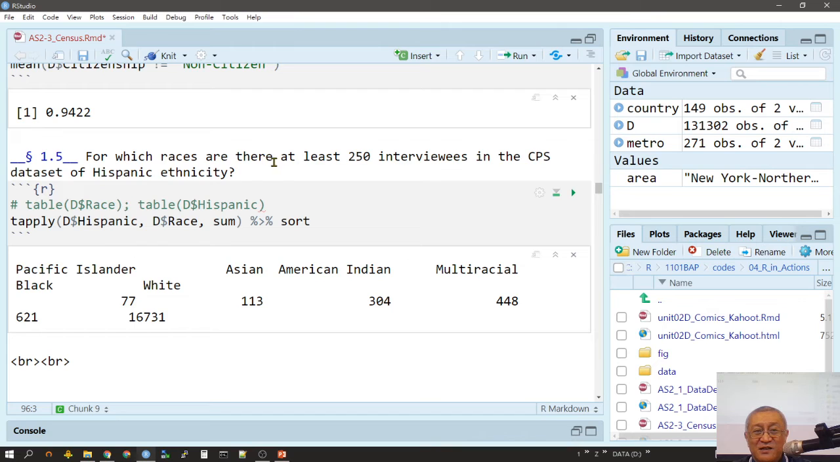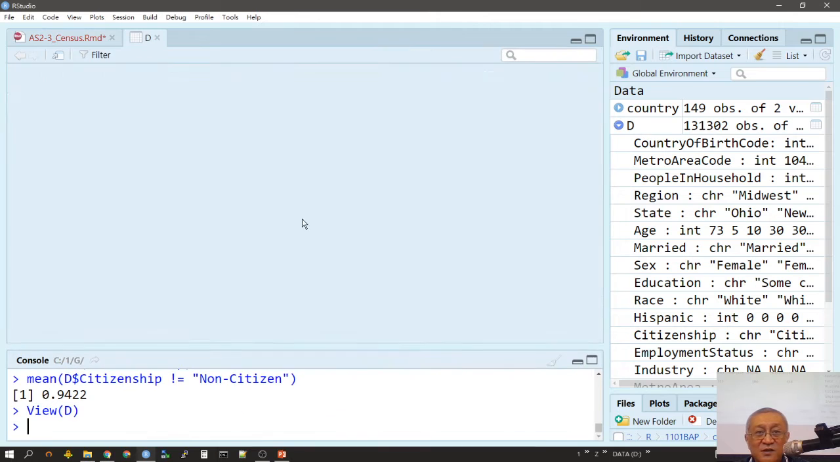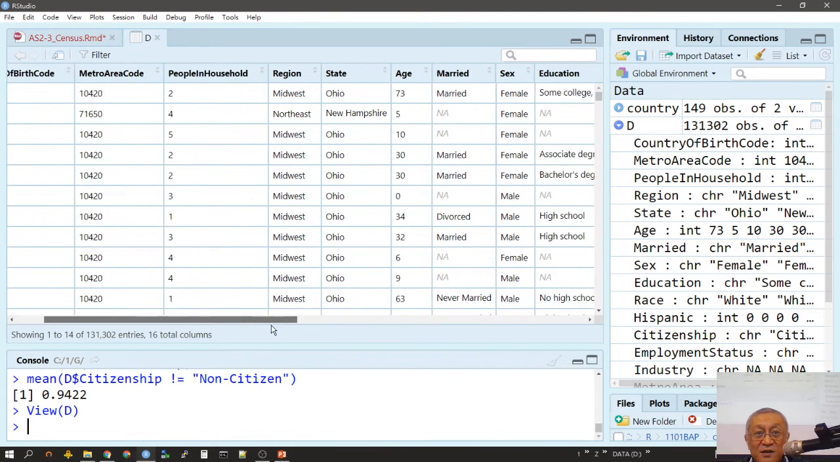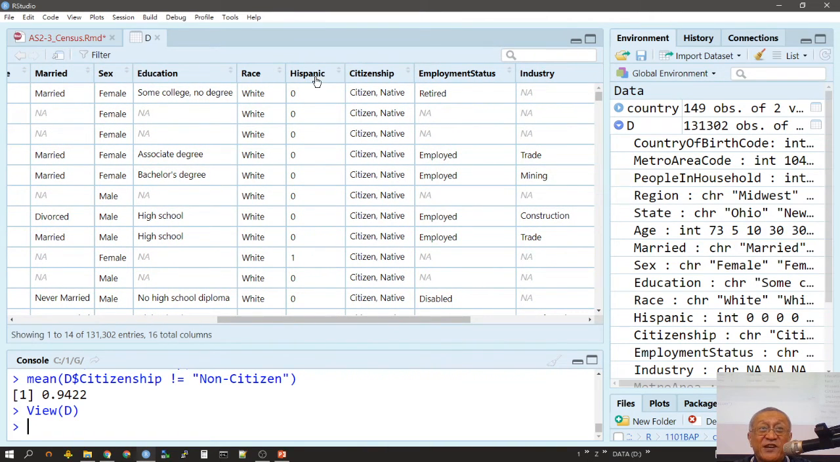Which race has at least 250 interviewees in Hispanic ethnicity? Actually, here there's a variable called Hispanic, and as you can see it's 0 and 1. If that interviewee is Hispanic, it would be 1. Otherwise, it's 0. So this is easy.